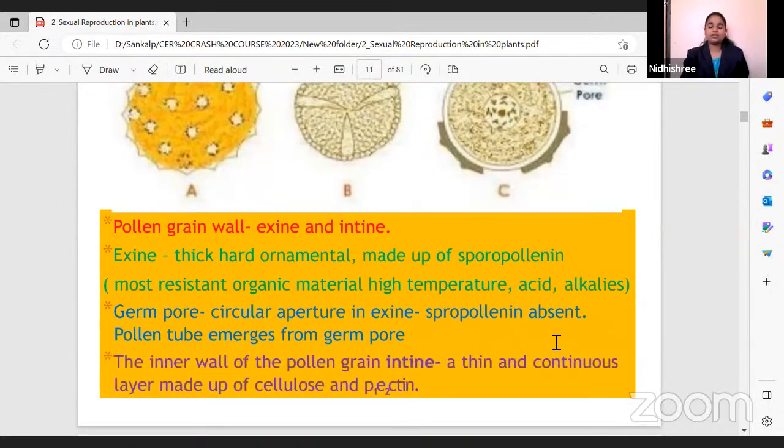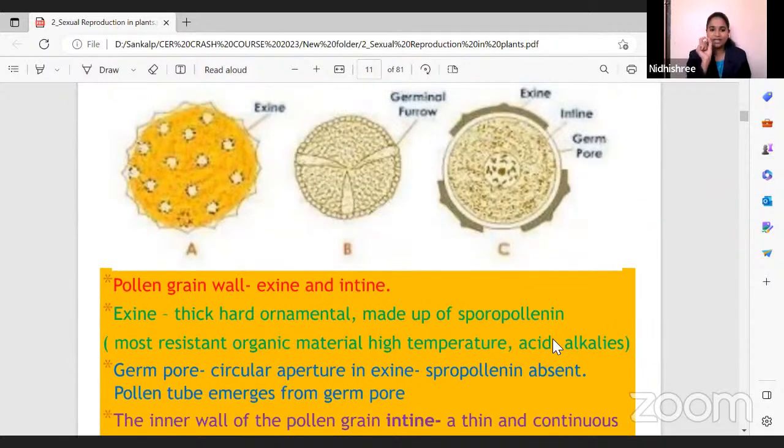When we come to the structure of a pollen grain, the outer layer is called exine, the inner layer is called as intine. The first one is outer layer exine, sporopollenin. Sporopollenin ಅನ್ನೋ material ಇಂದ ಮಾಡಿರುತ್ತೆ. Pollen grain ನ outer layer sporopollenin ಅನ್ನೋ material ಇಂದ ಮಾಡಲ್ಪಟ್ಟಿರುತ್ತೆ.